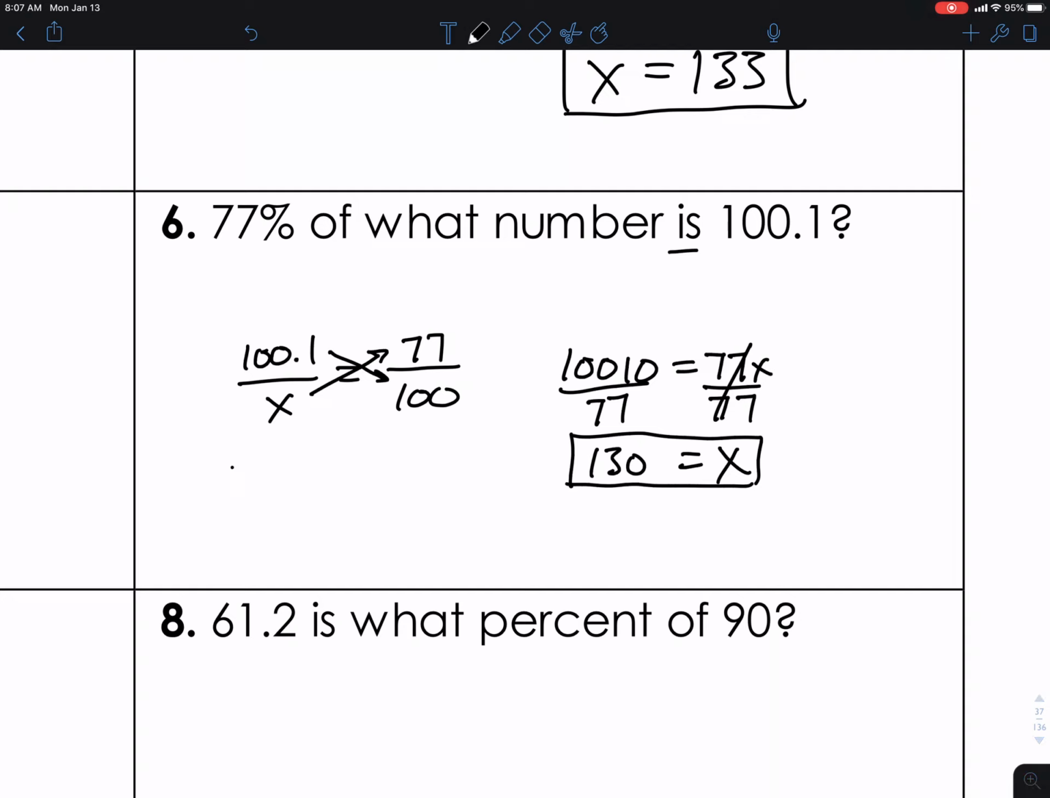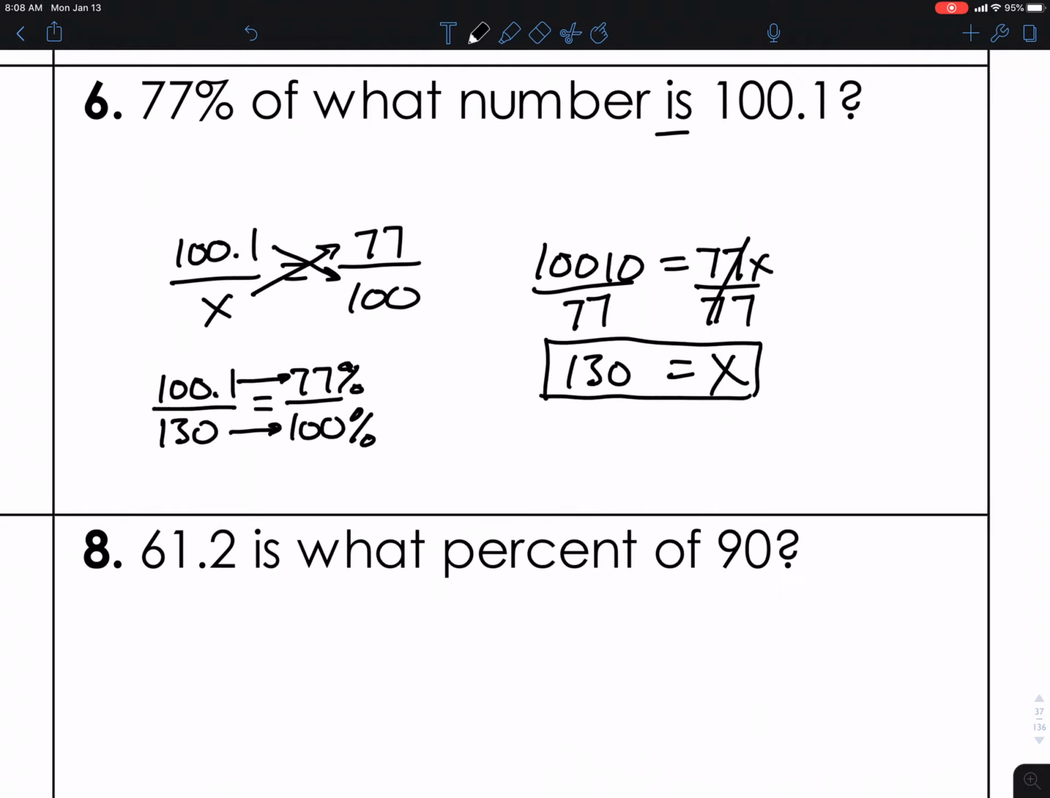Let me write this just to make it kind of clear. If you look at that, 100.1 is 77% of 130, and the 130 is 100%. The 130 is 100%, the 100.1 is 77%. That's how we're figuring these out. They're proportional.